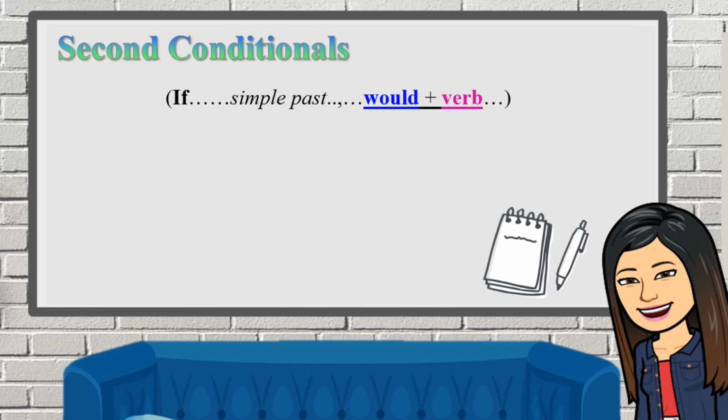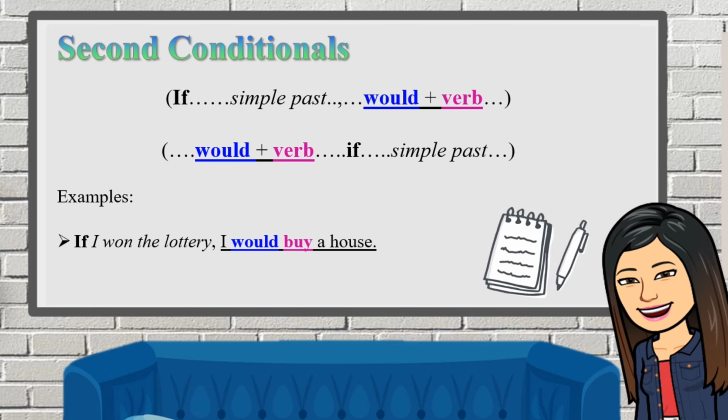If, simple past, would plus verb, or would plus verb, then if, and simple past. Let's have the examples. If I won the lottery, I would buy a house. Second example, I would travel more if I had money.